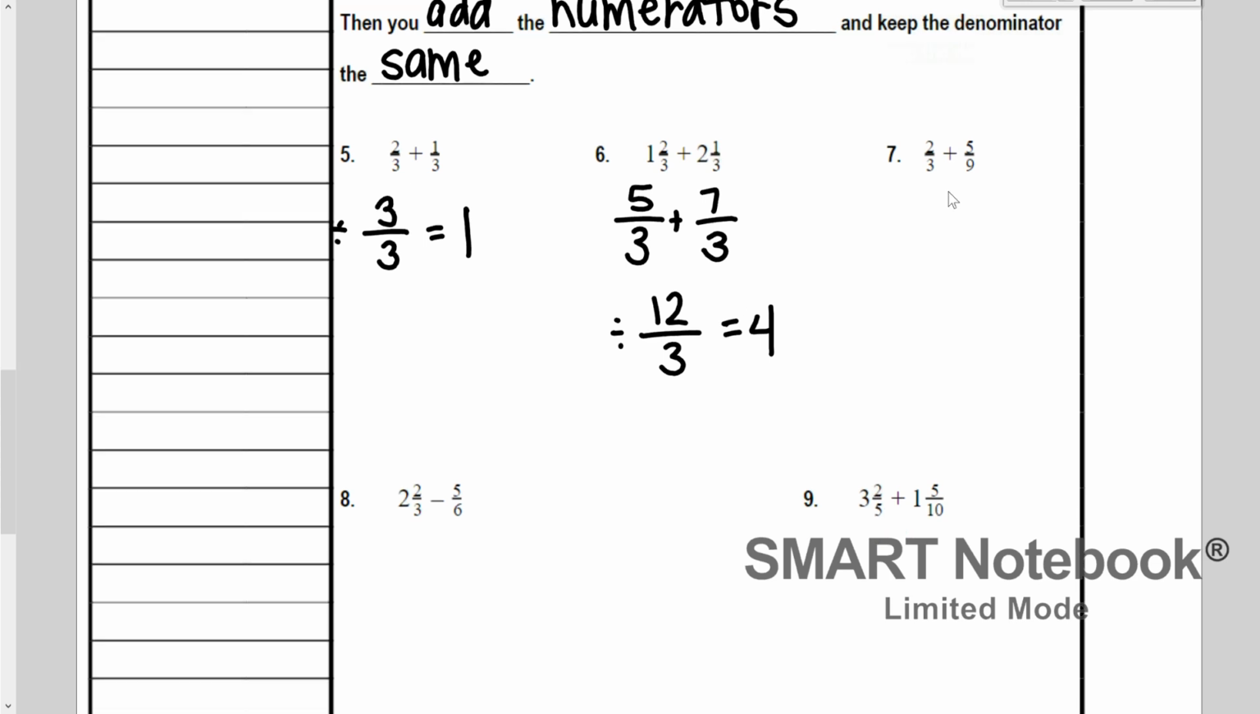Okay, let's try number 7 because number 7 doesn't have a common denominator. Okay, so we've got thirds and ninths. What I like to do is I like to try to find that smaller number. And I look at the larger number and I say, can that smaller denominator multiply times something to equal the larger number? So does 3 times something equal 9? Our answer would be yes. 3 times 3 equals 9.